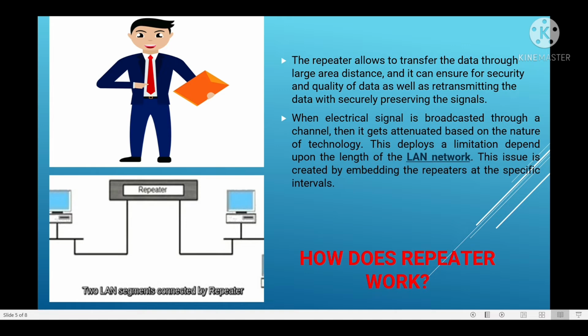When an electrical signal is broadcast through a channel, it gets attenuated. That means there will be some energy loss, due to which the signal energy and quality will degrade. As the signal travels larger distances, there will be loss in signal strength and a limitation of the distance which can be covered in a LAN network. This issue can be resolved by embedding repeaters at certain intervals.